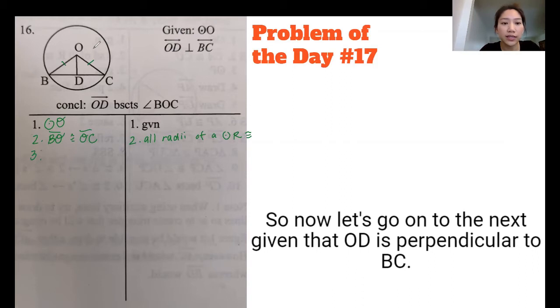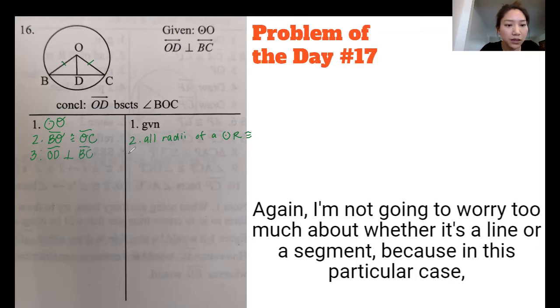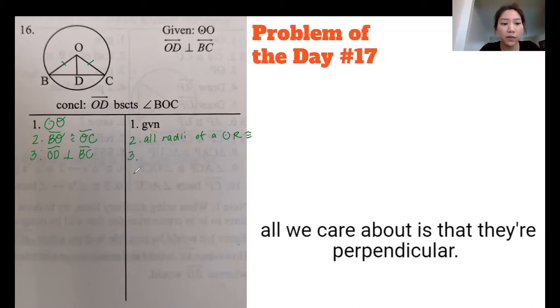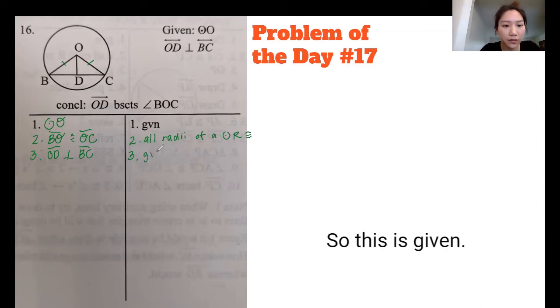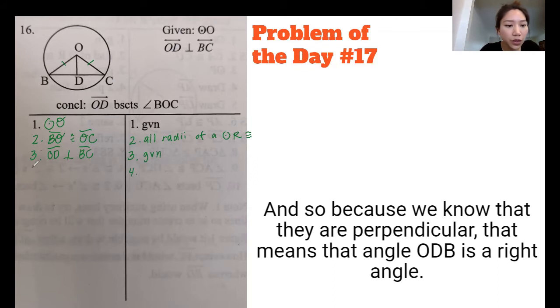So now let's go on to the next given, that OD is perpendicular to BC. Again, I'm not going to worry too much about whether it's a line or a segment, because in this particular case, all we care about is that they're perpendicular. It doesn't matter if they're going to go on forever or if they're just going to stop at their endpoints. Okay, so this is given. And because we know that they are perpendicular, that means that angle ODB is a right angle.